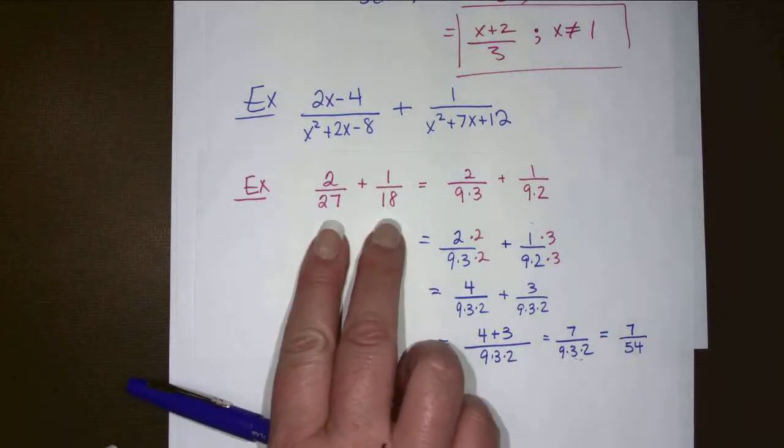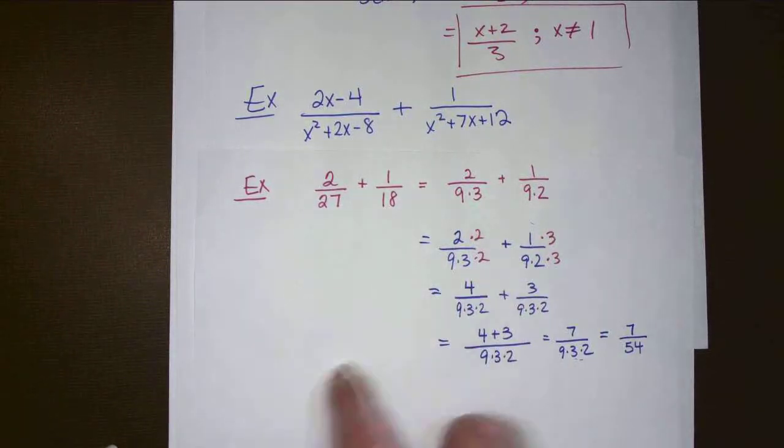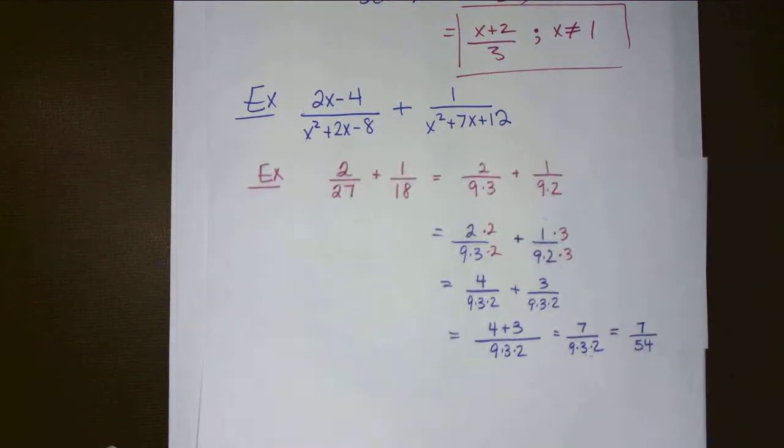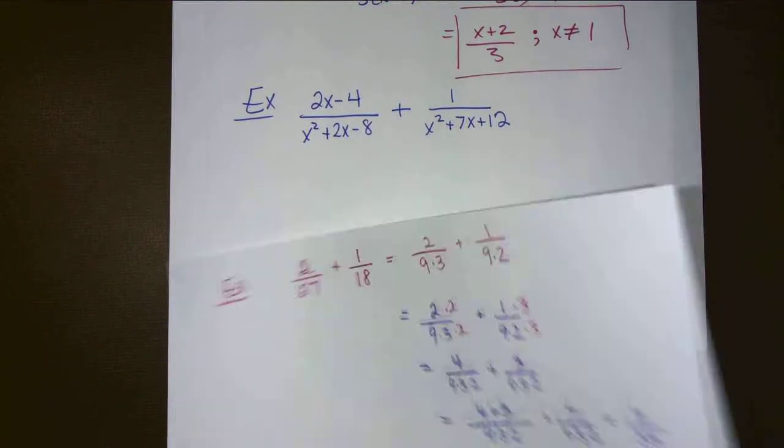Okay, so what did we do here? We looked at the factors to decide what needed to be on the bottom of each. That's what we're going to do up here. So we're going to go back to that question and factor the denominator.